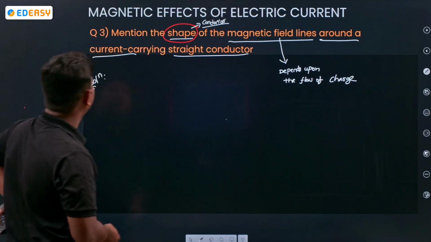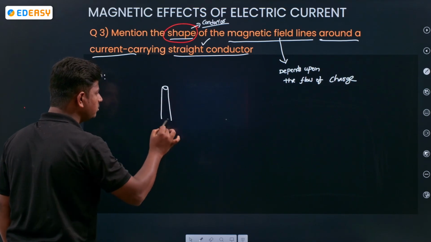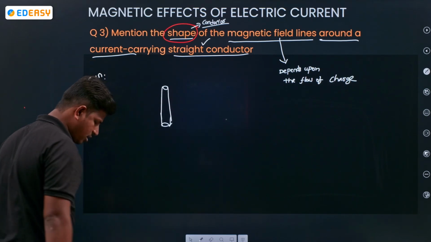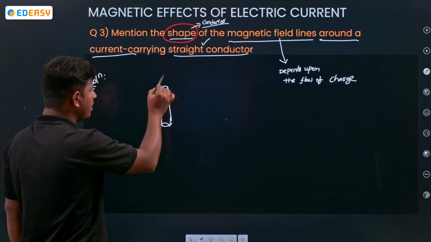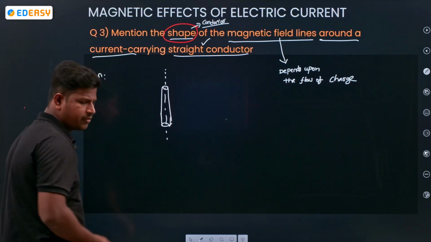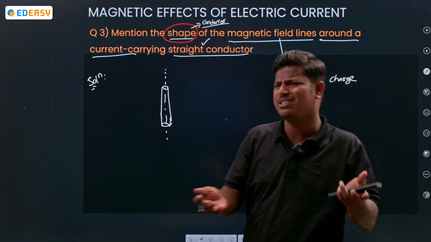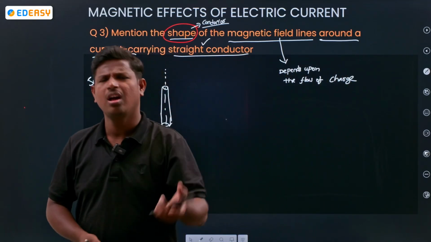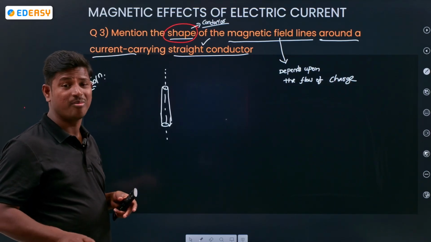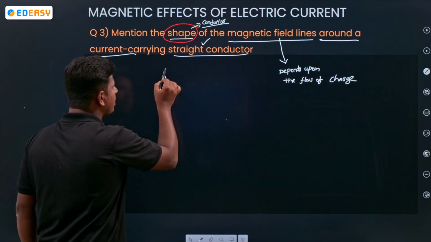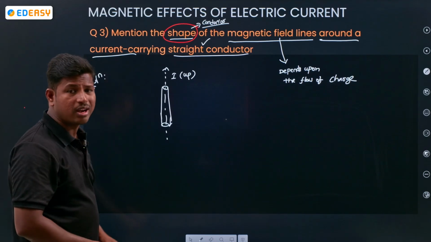Okay. Next, which one is given? Straight conductor. So let us take a conductor that is very straight. Which direction? Can we take upward or downward? Your wish. Anybody from the comment section? Upward or downward, that is your wish. For example, let us take upward. As per the comment, we will take upward only. So I am taking current upward. Then what about the magnetic field?